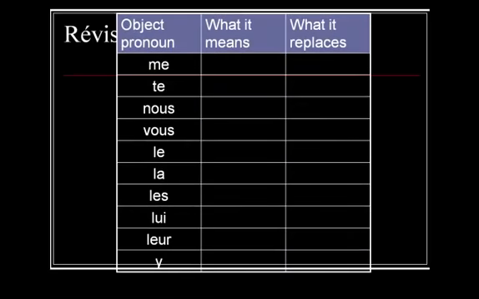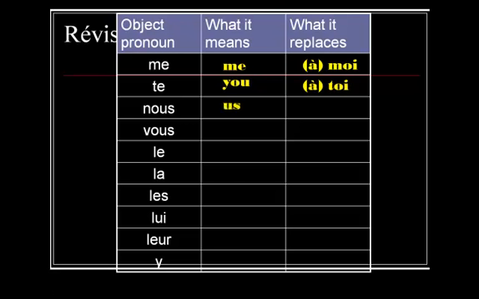Now before I get into what en means and what it replaces, let's take a minute to review everything we've learned about les pronoms objets. This is a chart that you can put in your notes if you want, or you can just listen to me go through it to review all of the object pronouns that we know. So let's start with the object pronoun me. En anglais, me means me or to me, and it would be replacing moi or à moi. Te means you when you're talking to one person informally, and it's going to replace toi or à toi.